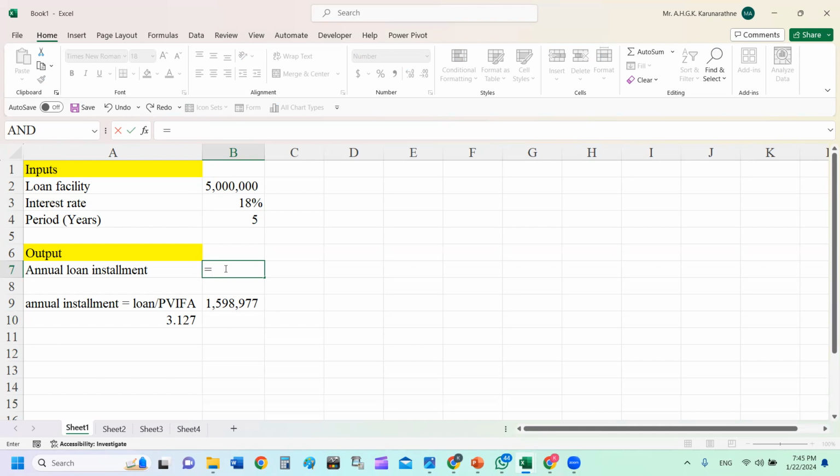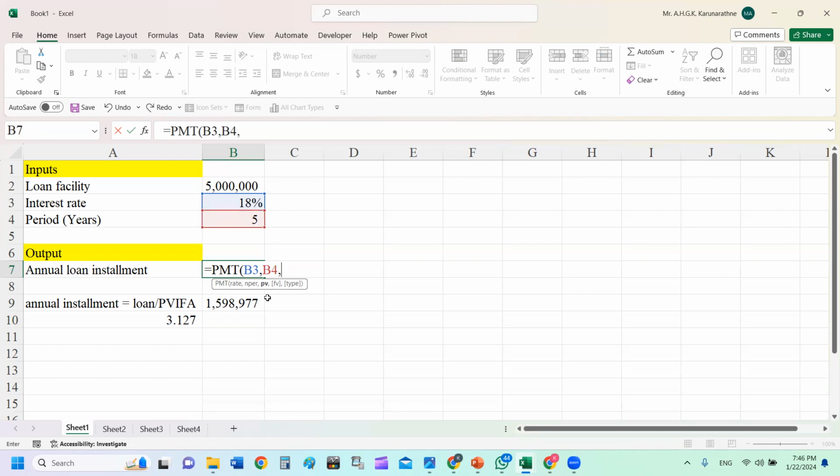So what is the PMT function? First type the equal sign, then type PMT. You can see the PMT function appeared at the top. Double click, then the syntax comes. First, select the rate, which is our interest rate. Then comma. NPER means number of payments. The period is 5 years and the loan is paid annually, so the number of payments is just 5.